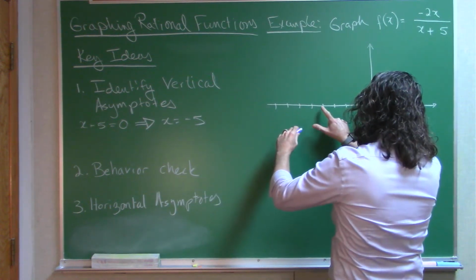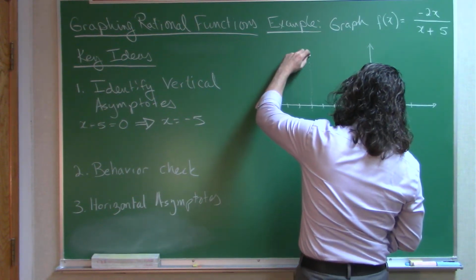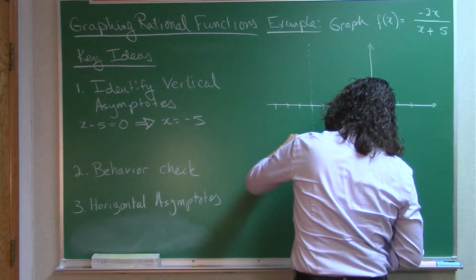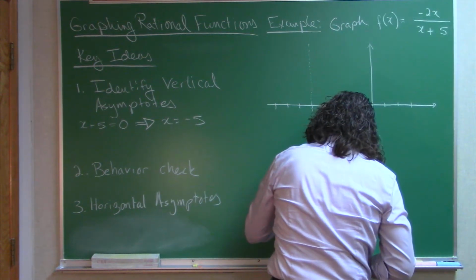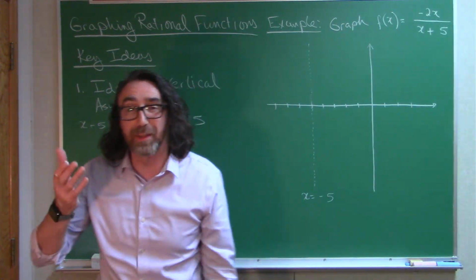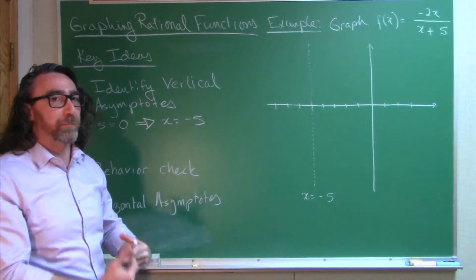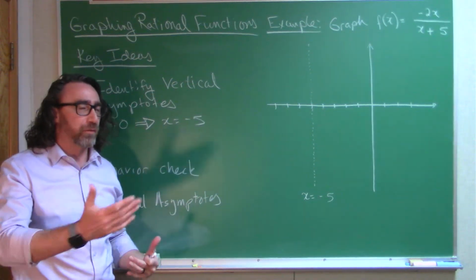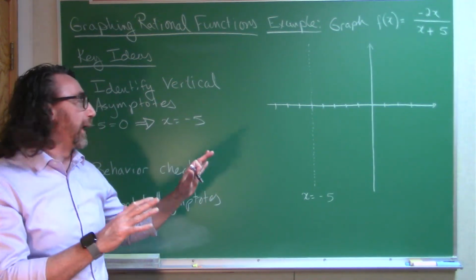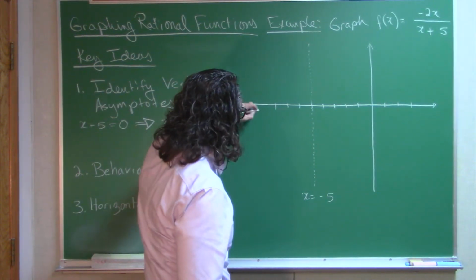One, two, three, four, 5. Okay, so I'm going to put a dashed vertical line right there. That's x equals negative 5. The reason I'm making it a dashed line is because a vertical asymptote isn't really part of the graph. It's more of a boundary on the graph. It's a vertical line that the function's graph cannot cross.